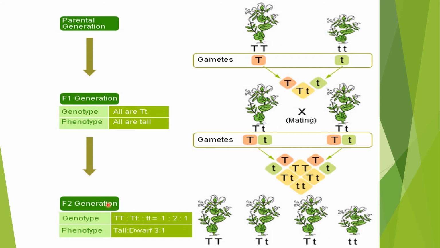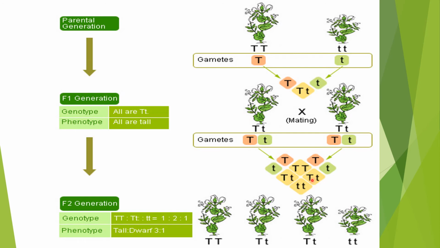So I gave you the genotypes of the individuals. Now let us determine the phenotypes. Phenotype is the observable characteristic of an organism. This individual's genotype is homozygous tall or homozygous dominant. What would be the phenotype? Tall. What about this individual? This individual's genotype is heterozygous tall. What would be the phenotype? Tall.